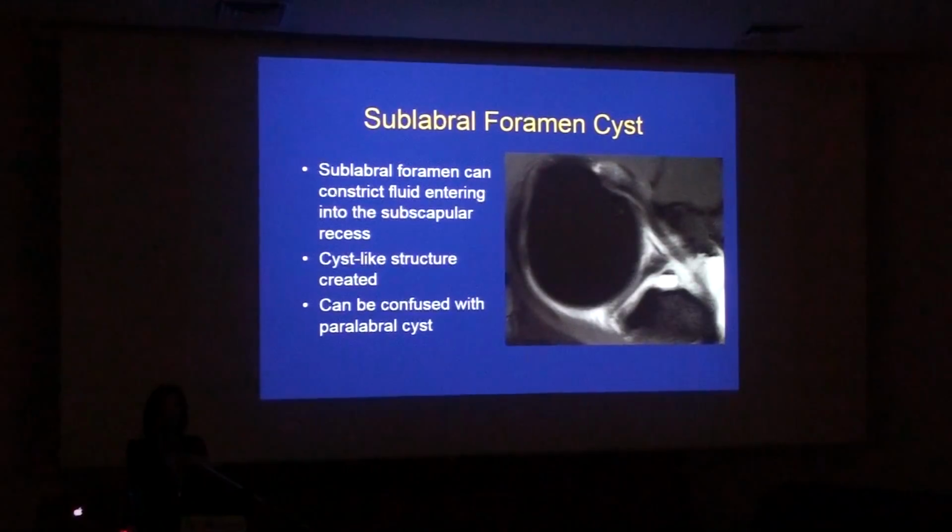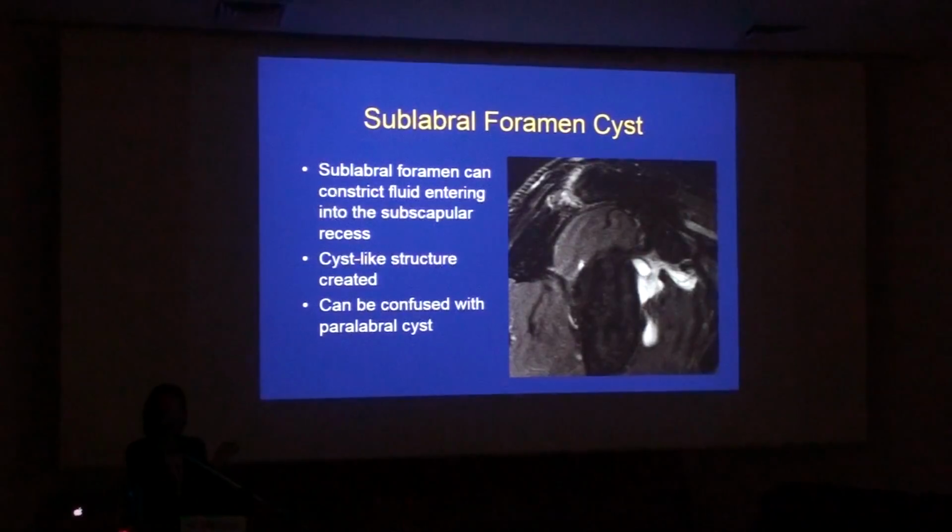And you know, we always think when you have a cyst near the glenoid that it's a labral tear. So in this case, if it's isolated up here and you don't see anything else in the glenoid area, just accept that it's probably just a normal sublabral foramen cyst. So that's the axial view of it.